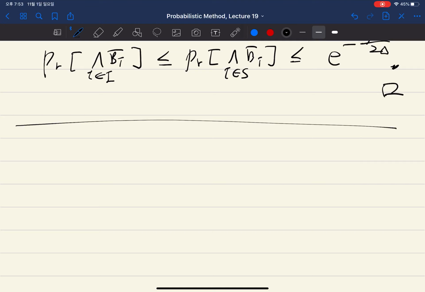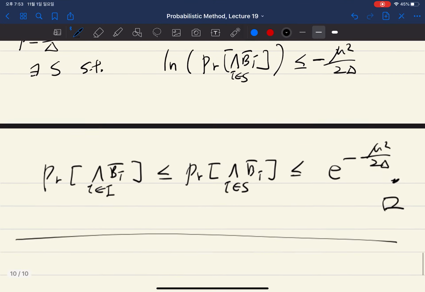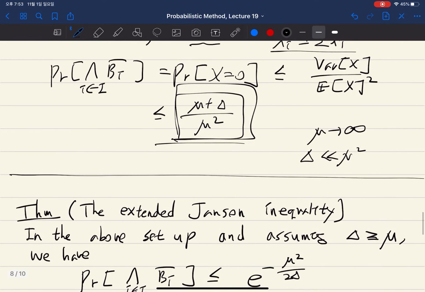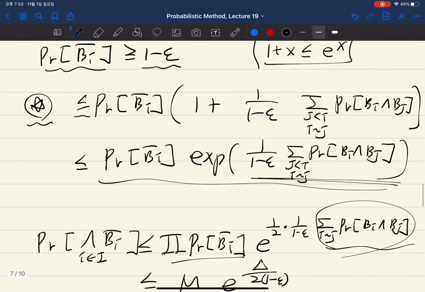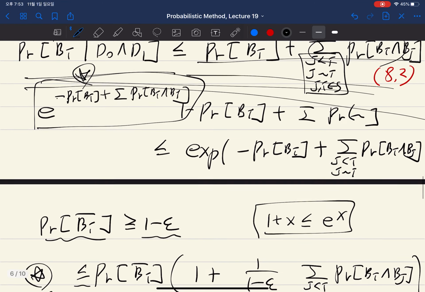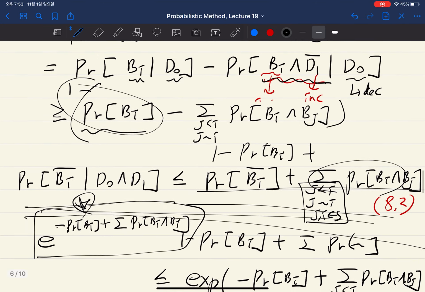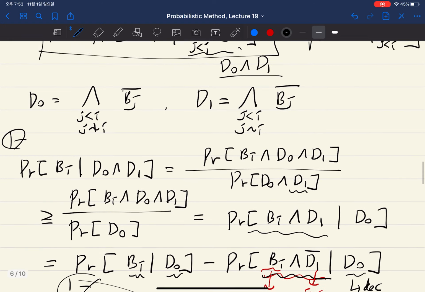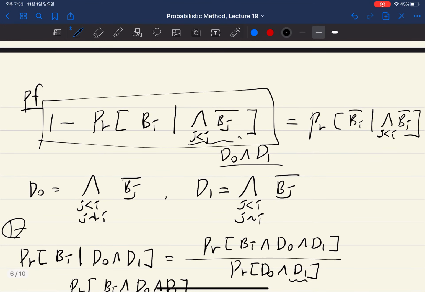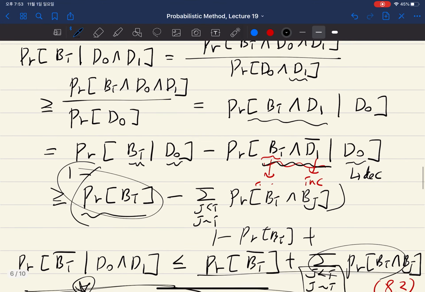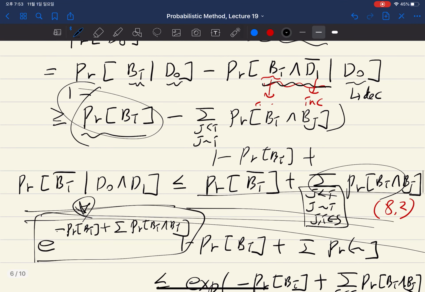But if you go over the proof of Janson's inequality, there are several things that we have used. One of them is that these B_i are increasing events, monotonically increasing events.